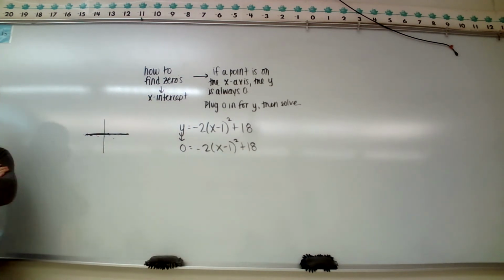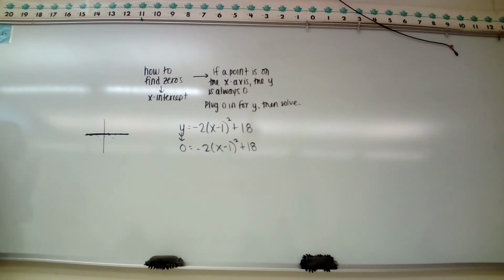Hey, we have a lot of ways to solve. We have factoring, square roots, completing the square, and the quadratic formula. Can anyone take a gander? What would be the best method to solve this problem? Do x minus 1 squared first.